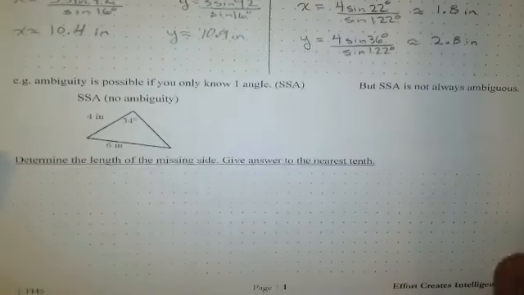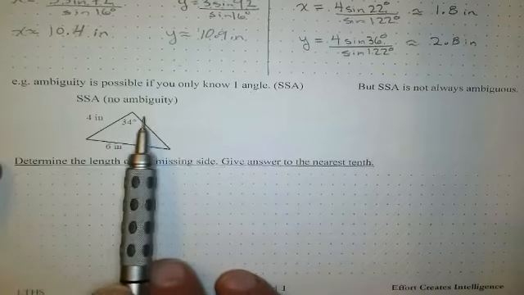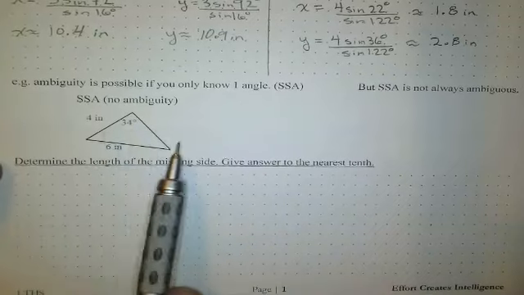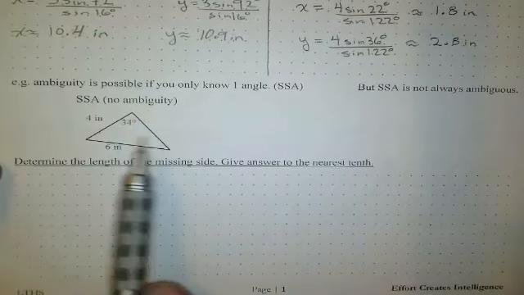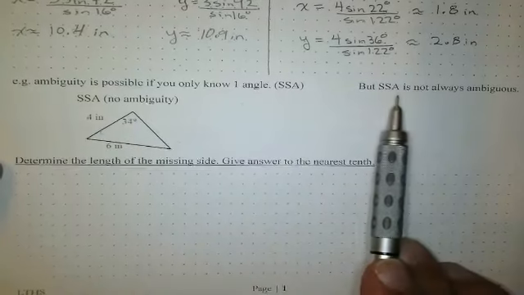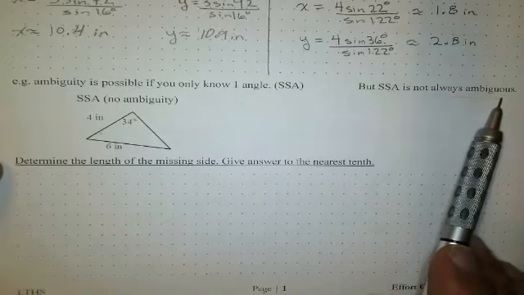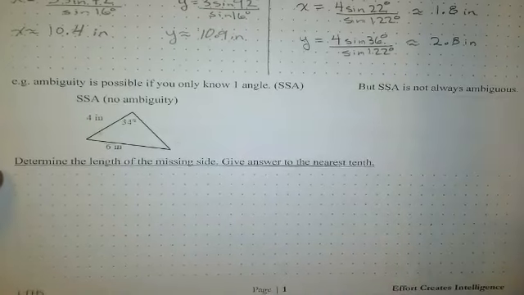What occurs though is that we do have an ambiguity possible if I only know one angle. If I only know one angle, then I may have trouble determining what the other two angles could be. However, that doesn't mean I always have trouble. So let's look at this situation.